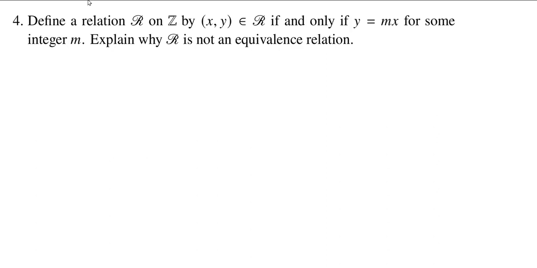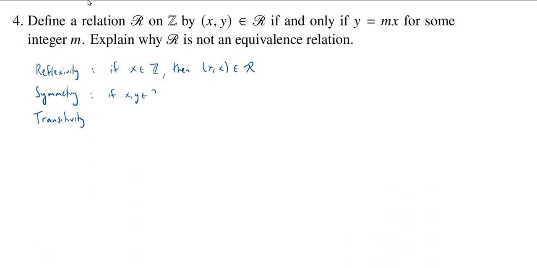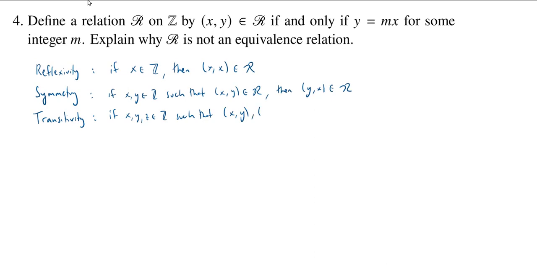So let's quickly remind ourselves, to be an equivalence relation, we have three things we would have to check: reflexivity, symmetry, and transitivity. Reflexivity would say that if x is in Z, then (x, x) is in R. Symmetry would say that if x, y are in Z such that (x, y) is in R, then (y, x) is in R. And finally, transitivity would tell us that if x, y, and z are integers such that both (x, y) and (y, z) are in R, then (x, z) is in R. So those are the three things we would have to check.